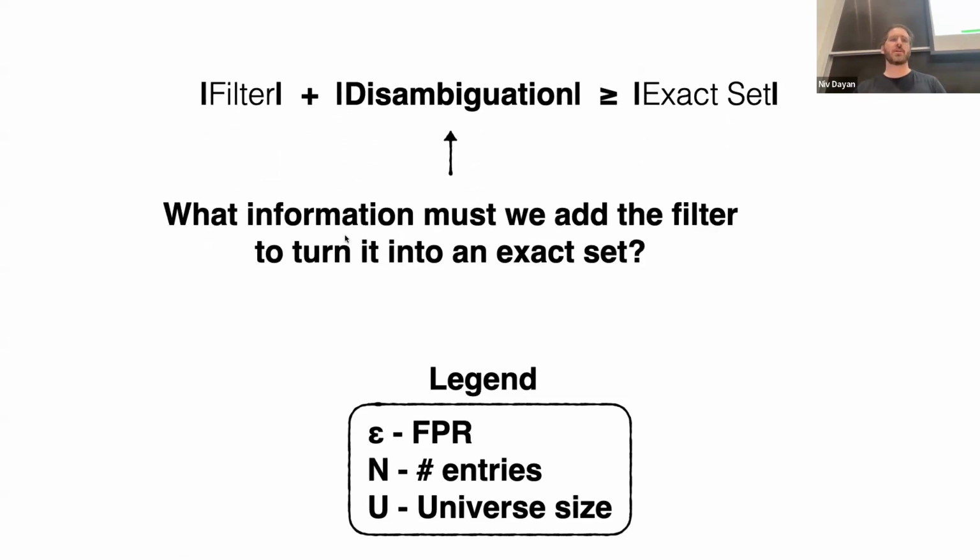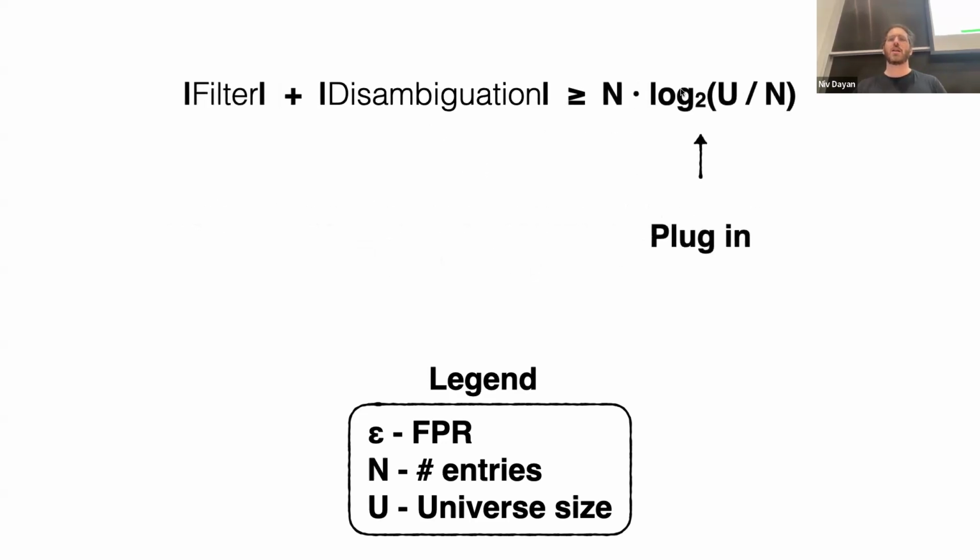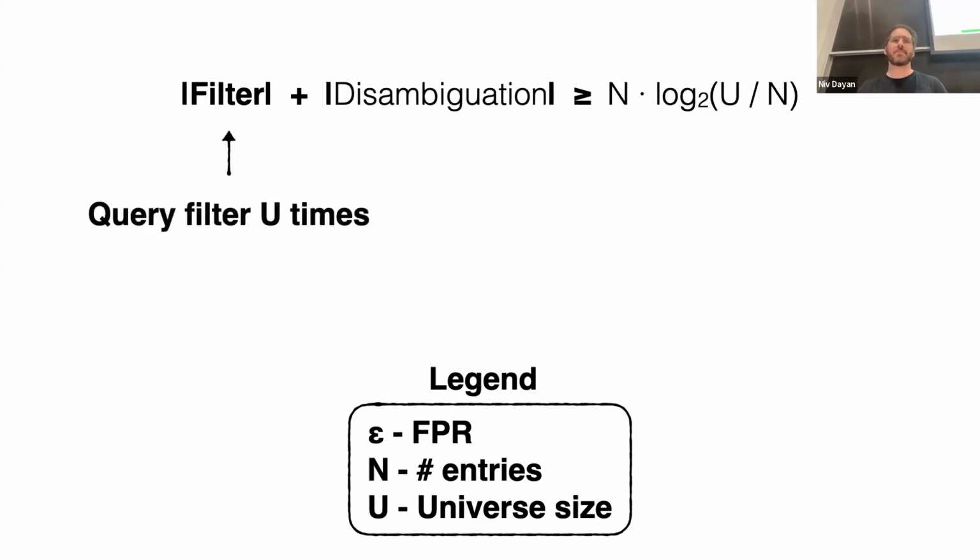The disambiguation table is what information we must add to the filter to turn it from an approximate set to an exact set. The exact set, I'm actually just going to apply what we derived before: the lower bound for an exact set. And then here comes the fun part. Conceptually, I'm going to query my filter U times, one for every entry in the universe. I can do this because I don't care about time in this analysis. I only care about space.